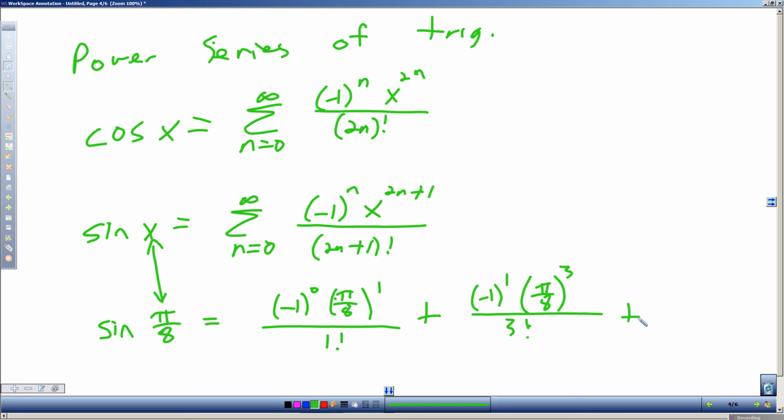So what's the answer of sin times 8, according to that? Then we have -1, with the next one to be -1 to the second, times to the 8, pi over 8 to the fifth over 5 factorial. There's a pattern. Yes, there is. And we can keep doing this, and we can get closer and closer and closer, however close we want.